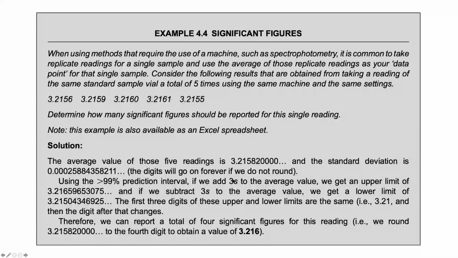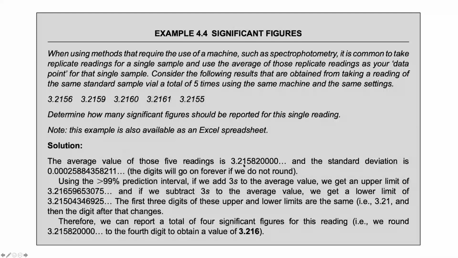If we add 3 standard deviations to the average value, so we take this standard deviation, multiply it by 3, and add it to this average of 3.21582, we get an upper limit equal to 3.2165996, etc. If we subtract 3 standard deviations from the average value, we get the lower limit, which is equal to 3.21504, etc. You compare these two numbers, and you can see that the digits that remain the same are 3.21. So based on the method presented in the slide before, we can report 3.21 from our average value.